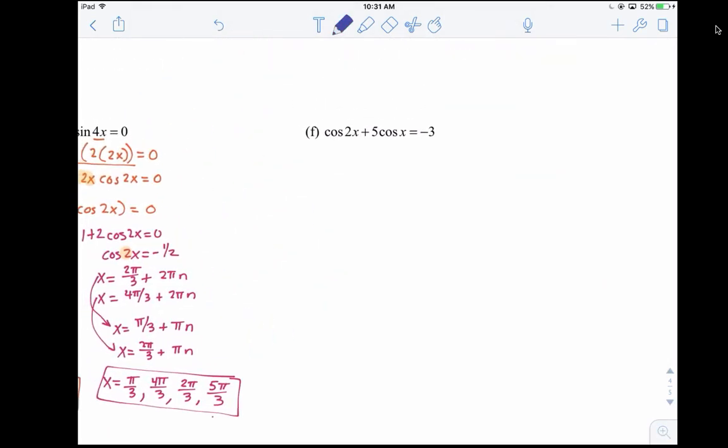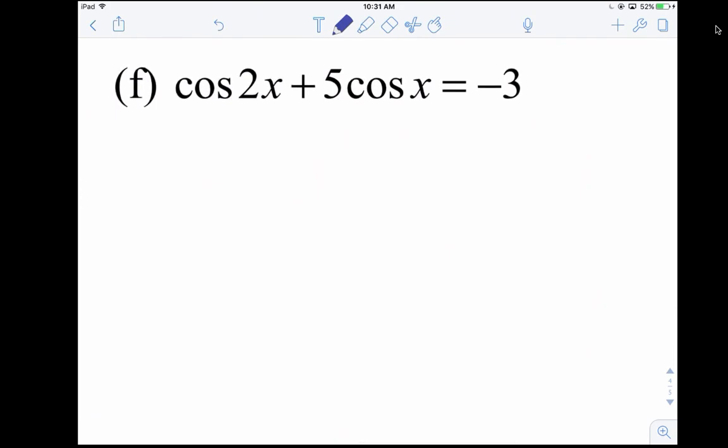And the last one. So you have cosine of 2x plus 5 cosine of x equals negative 3. All right. Now I can't really factor this, right? They don't have a cosine term in common or anything like that. But what I want to try and do is use an identity for cosine of 2x. Okay. I still want to make sure that I'm using the same function, but maybe I can get it to a higher power somehow.